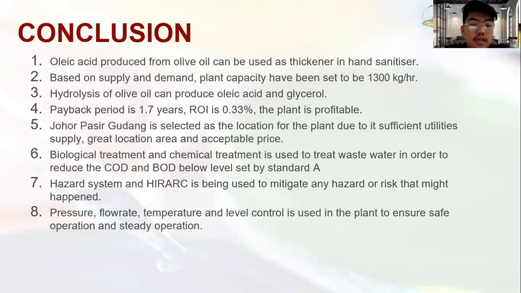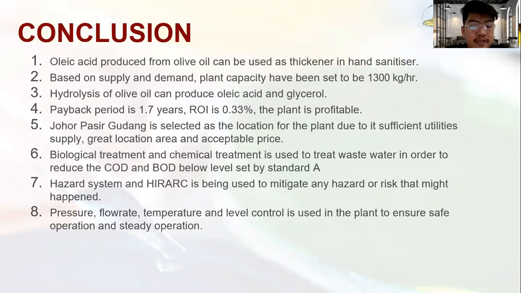So as the conclusion, oleic acid produced from olive oil can be used as thickener in hand sanitizer. For this production, the plant capacity has been set to 2,300 kg per hour. Hydrolysis reaction will be the main reaction for this production. The payback period is 1.7 years and ROI is 0.33%. So this plant is profitable. Johor Pasir Gudang has been selected for our plant location.